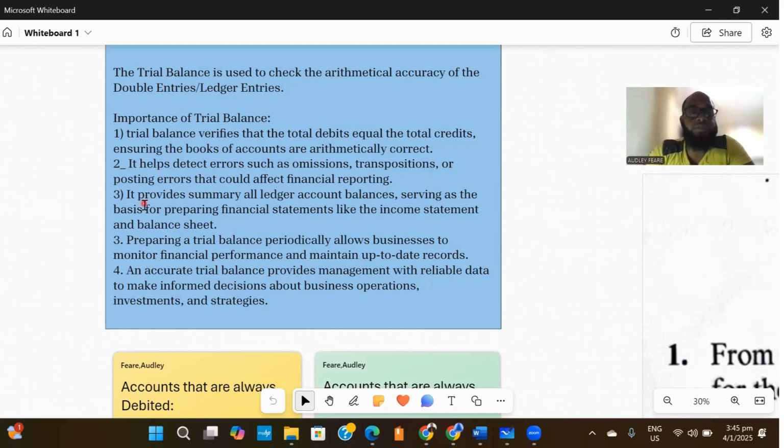Truth be told, it is also used to summarize the accounts that would be used to create the financial statements. Because after the stage of checking arithmetic with the trial balance, we then move on to the financial statements. And of course, you will need those summaries to create your TP&L, which is your trading and profit and loss account, or your income statement, and your balance sheet, otherwise called your statement of financial position.